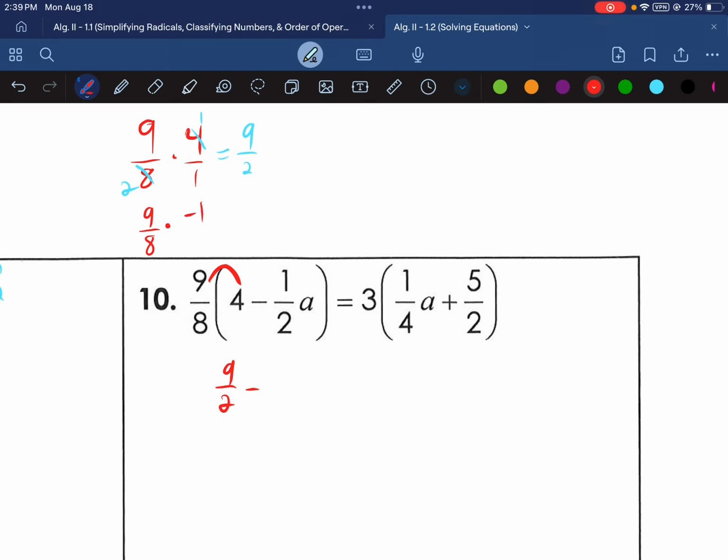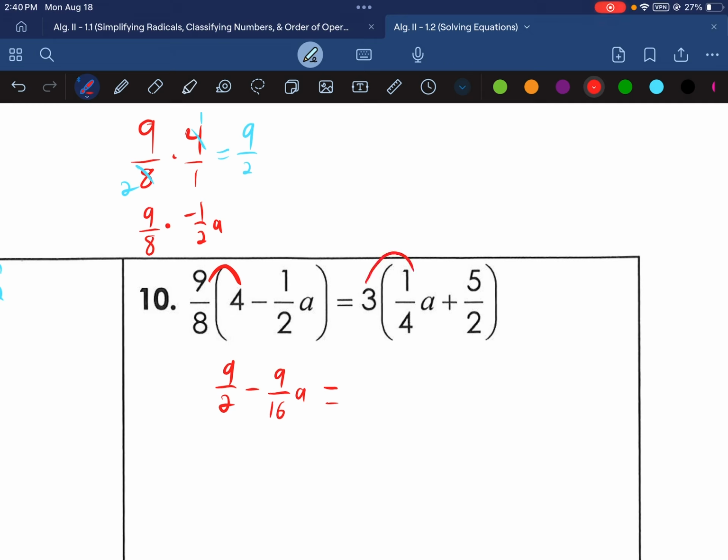I also have to do 9 over 8 times a negative 1/2 a. Reducing 9 and 2 can't happen because nothing goes into 9 and 2, and only 1 goes into 8 and 1, which doesn't make it smaller. So we just multiply straight across instead and get 9 over 16a.